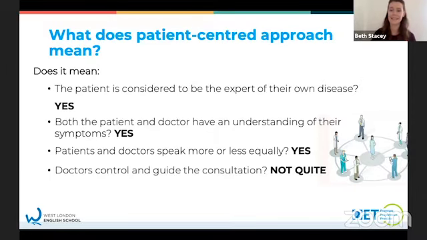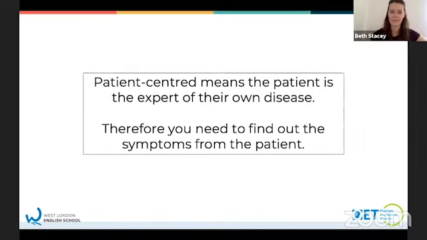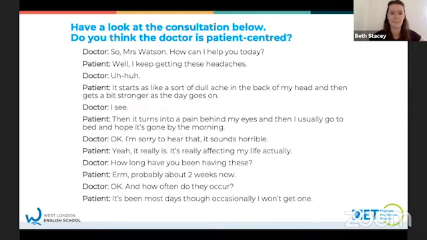Basically, patient-centered is that the patient is in the center and everything is about them. It's not about your agenda, it's about the patient's agenda. So patient-centered means the patient is the expert of their own disease. So you need to find out the symptoms from the patient. Don't give them their symptoms, try and find it out from them. So we need to think about questions for this.